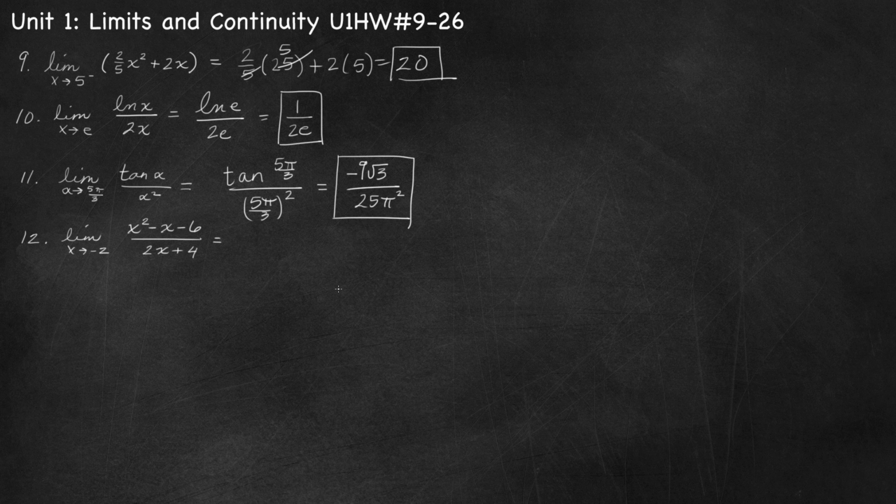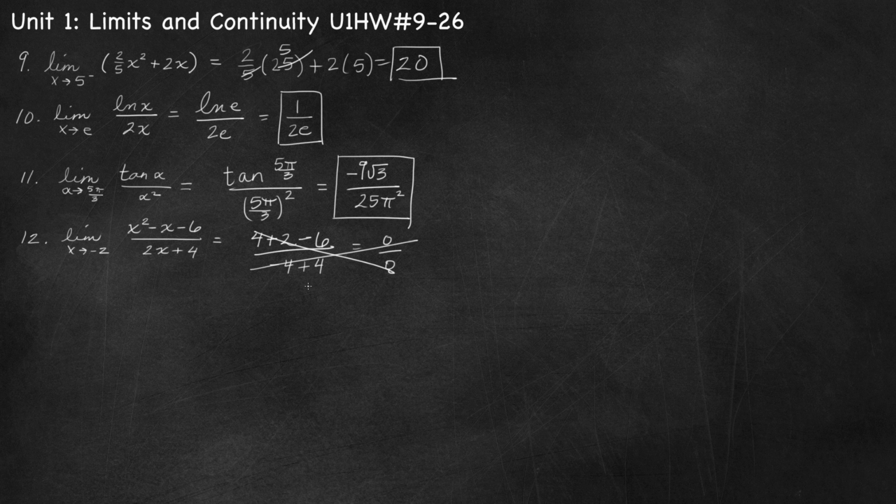Number 12, limit as x approaches negative 2 of x squared minus x minus 6 over 2x plus 4. Now when we try substitution here, negative 2 squared is 4 minus negative 2 minus 6. So we get 6 minus 6 is 0 over, and then 2 times negative 2 is negative 4 plus 4. We get 0 over 0. 0 over 0 is indeterminate. We don't know what that's equal to. So we have to try a different approach. Substitution is not going to work here.